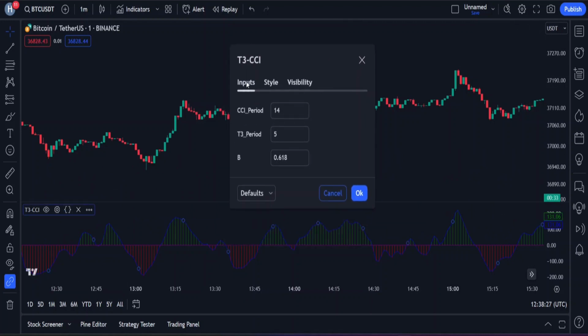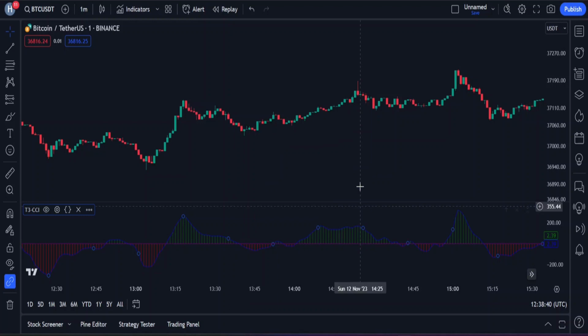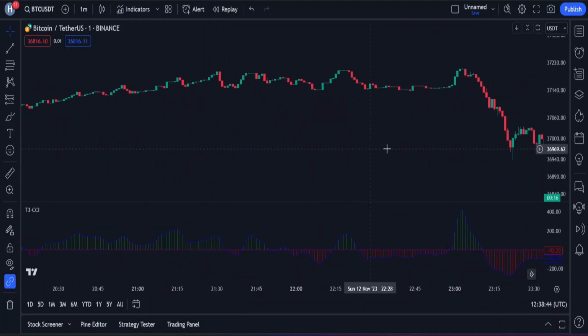In the Input section, we will change the CCI period to 35. You can also change the style of this indicator according to your liking. That totally depends on you. I'm going to be leaving everything else on default for now. And this is the only change we are going to be doing for this indicator.